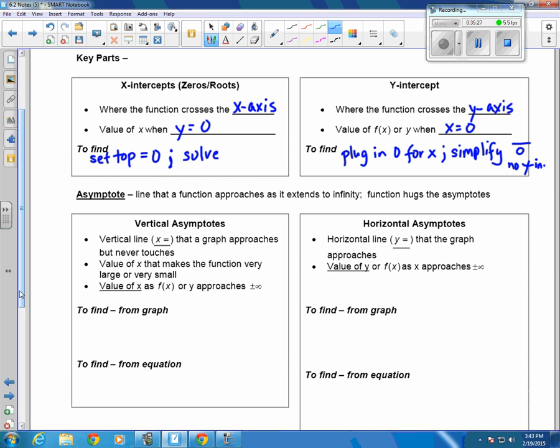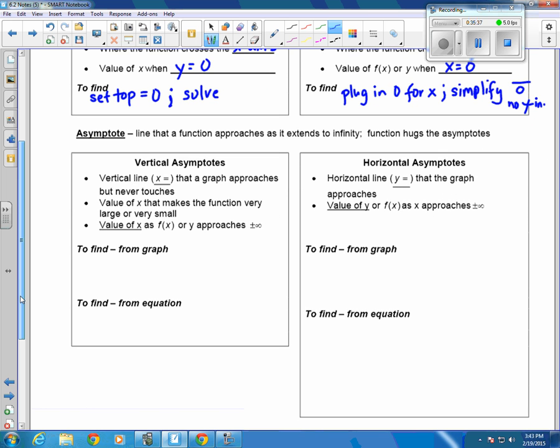Alright, so vertical asymptotes. Definitions are there. The value of x as y approaches, so that's kind of that little vertical part. From the graph, how did we figure out what the vertical asymptote was? Look for the vertical space, yep. So we looked for the vertical space.